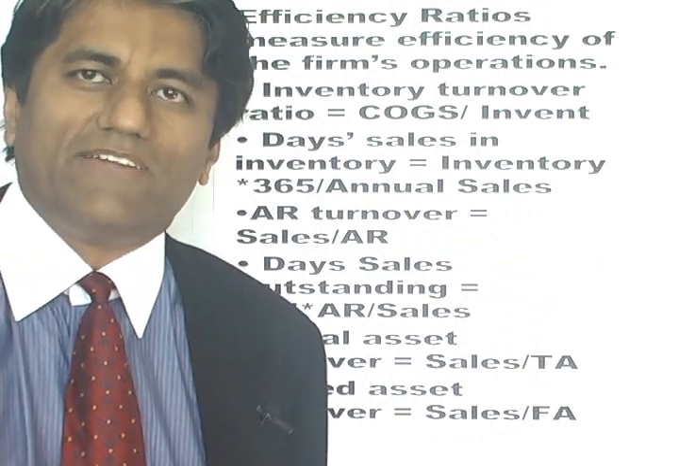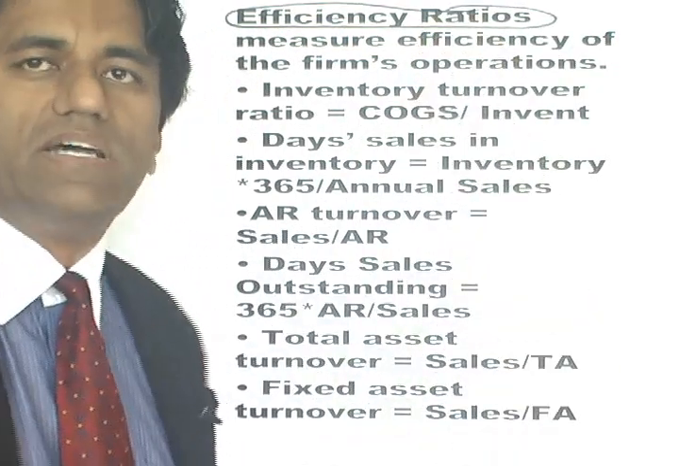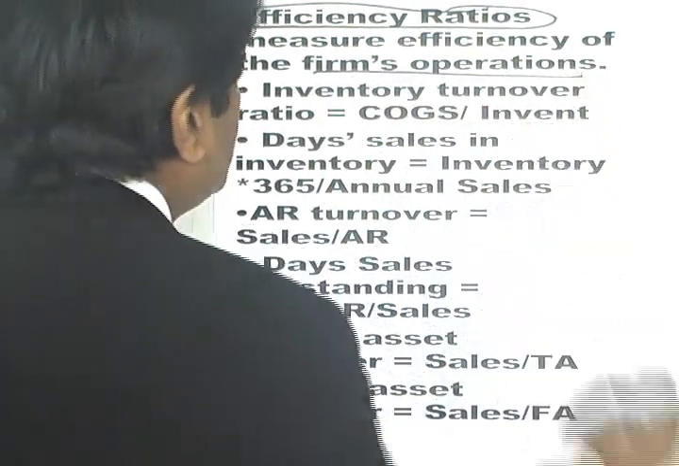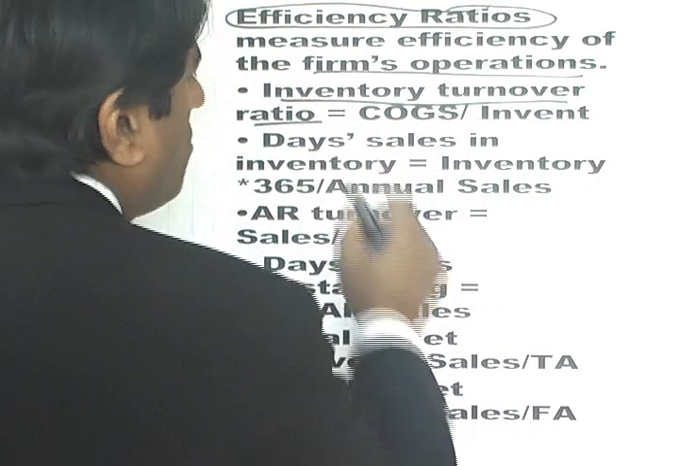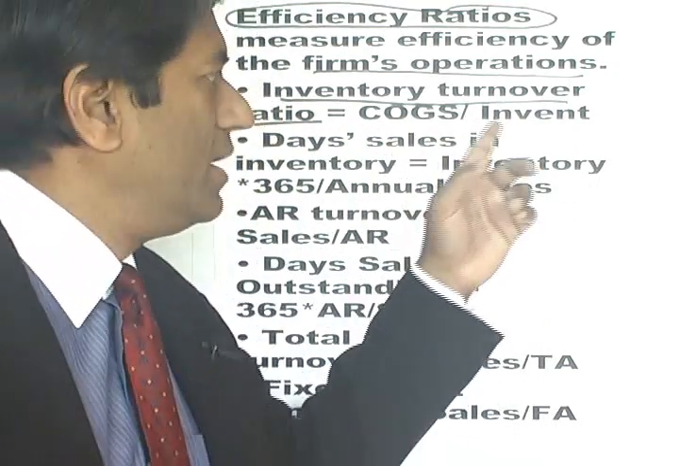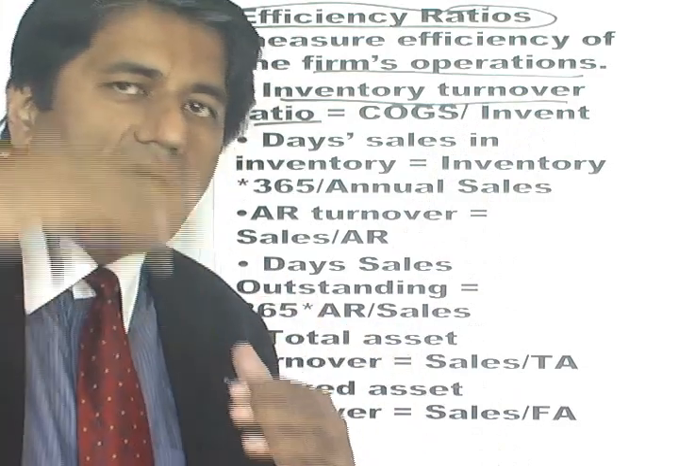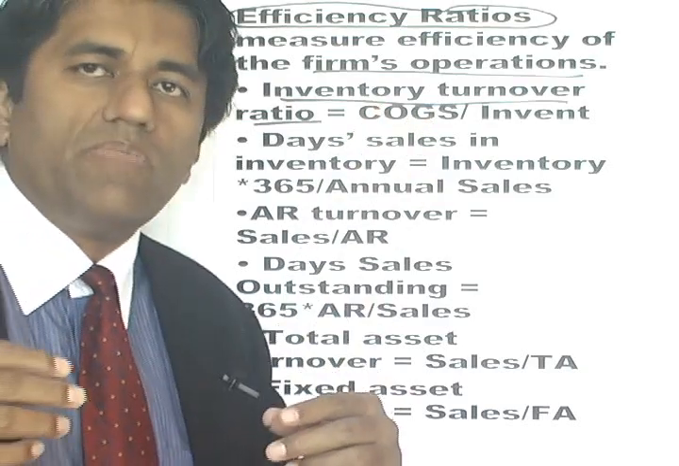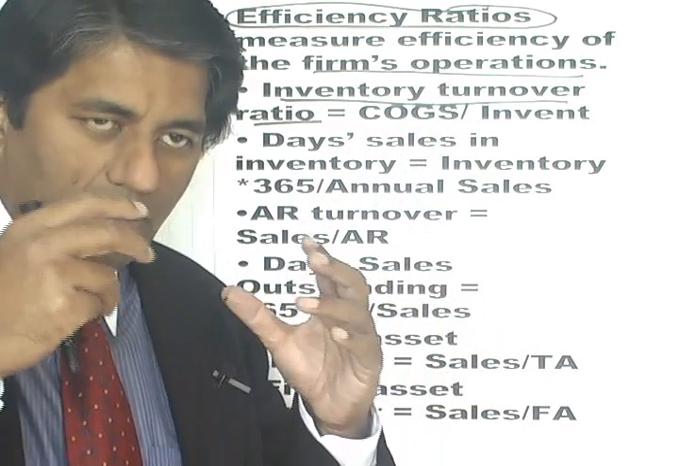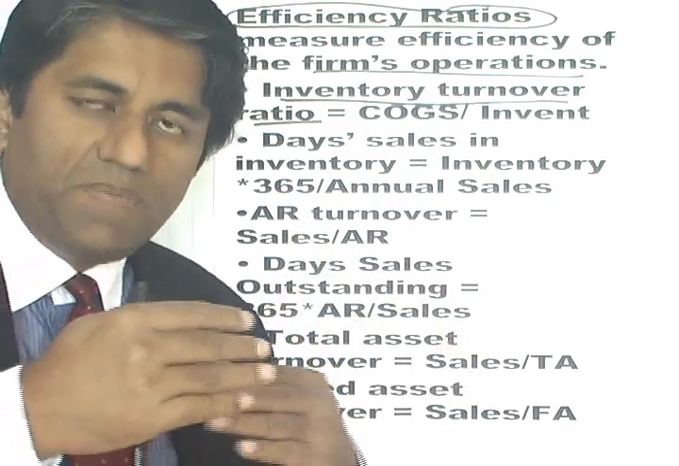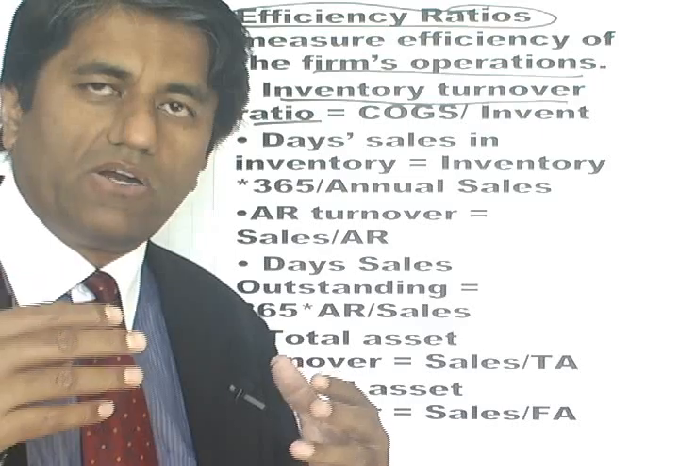The next set of ratios that we are going to look at are the efficiency ratios. These measure the efficiency of the firm's operations. The first one is the inventory turnover ratio, which is cost of goods sold divided by inventory. So what does it mean when you have a higher inventory turnover ratio? It means that compared to the amount which the firm is using to produce its goods, it is keeping a lower amount of inventory. So is a higher inventory turnover ratio better or a lower one?